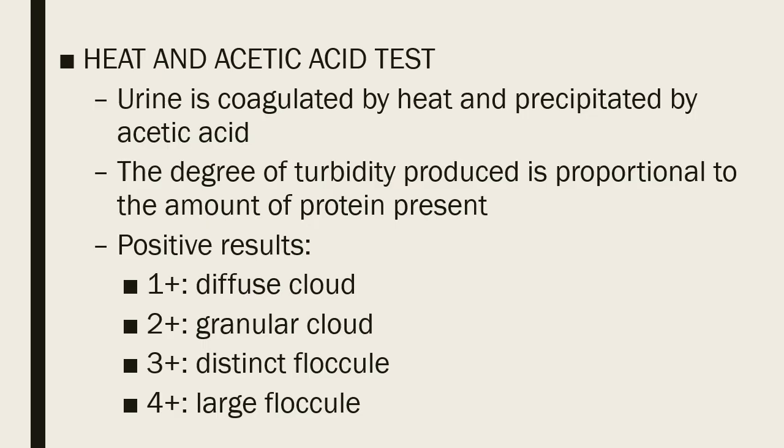Under your chemical exam, you have here your heat and acetic acid test. Your heat and acetic acid test is a test for proteins, for albumin. In this test, the protein present in your urine is coagulated by heat and precipitated by acetic acid. The acetic acid used here is at a 5 to 10% concentration. The degree of turbidity produced is proportional to the amount of protein present.